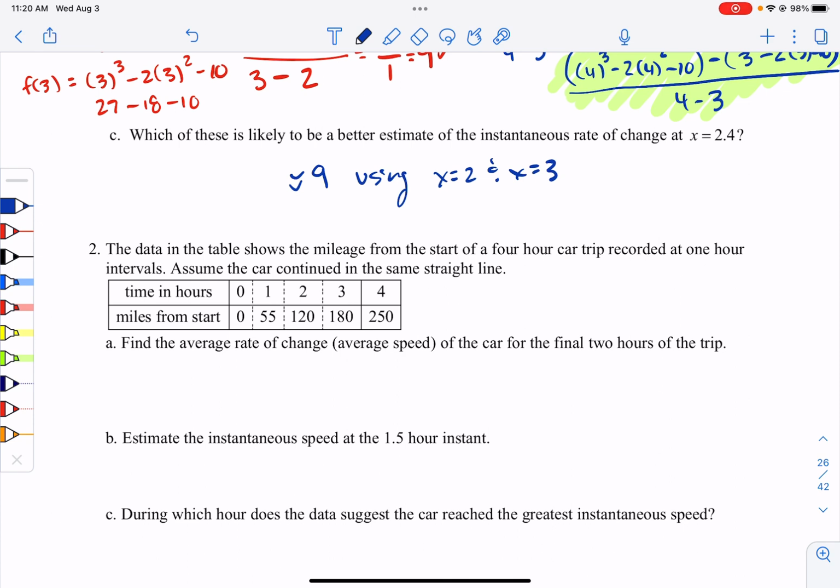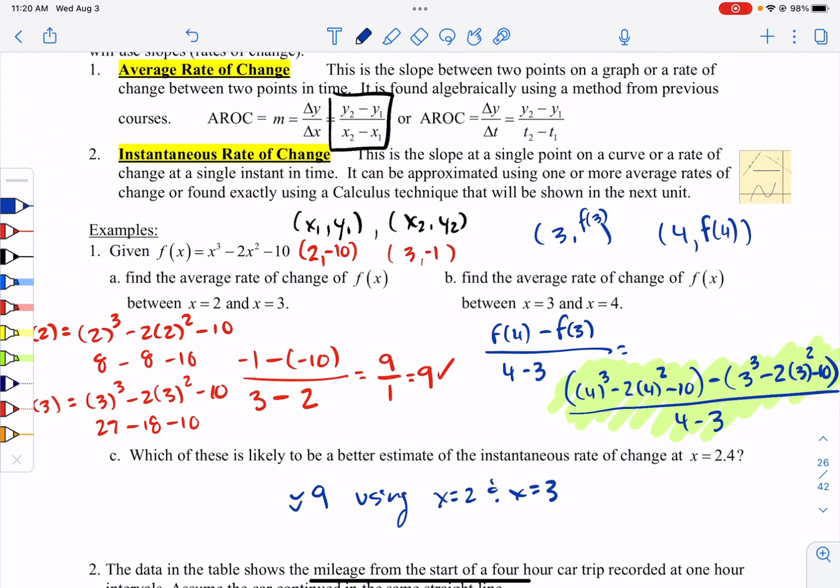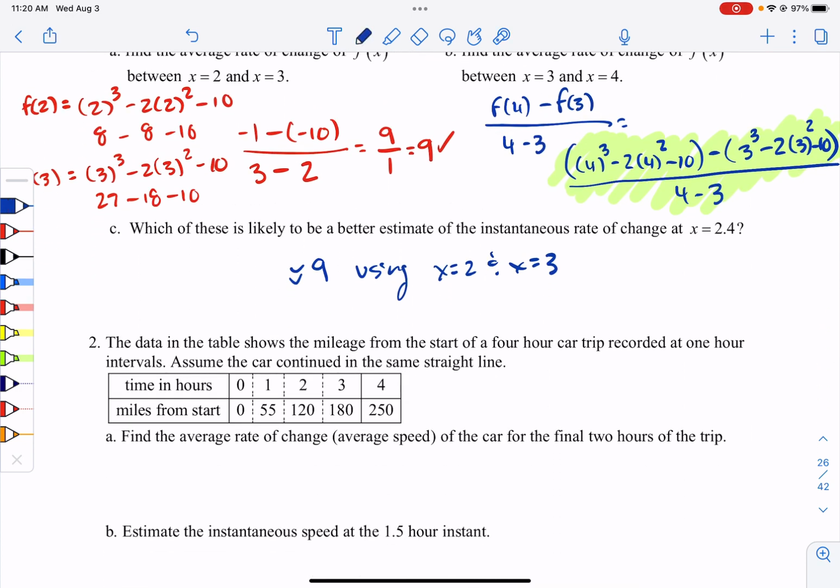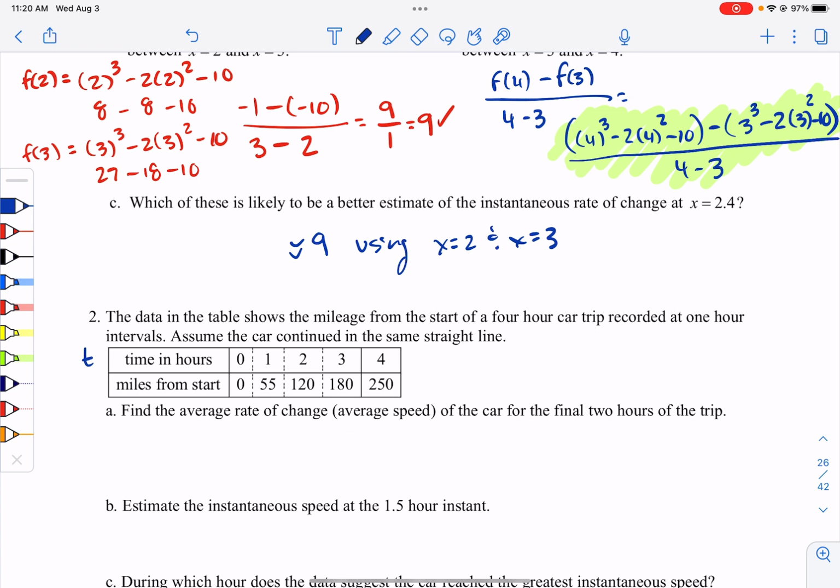And this is one of those where we're using the same formula, but the book gives you this example with time in it. So instead of an X, it's going to be a T. So we might as well, let's follow the book. We'll call this T and this Y. Same thing as calling it X and Y, right? Find the average rate of change of the car for the final 2 hours of the trip. So the final 2 hours of my trip, first of all, that is what? From 2 to 4, that's this time frame right here. So it wants me to find the average rate of speed during that time.